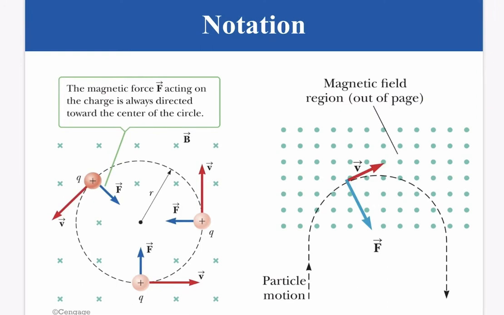If B is directed into the page, as in the figure on the left, we use a series of green crosses representing the tails of arrows. If B is directed out of the page, as in the figure on the right, we use a series of green dots representing the tips of arrows. If B lies in the plane of the page, we use a series of green field lines with arrowheads.